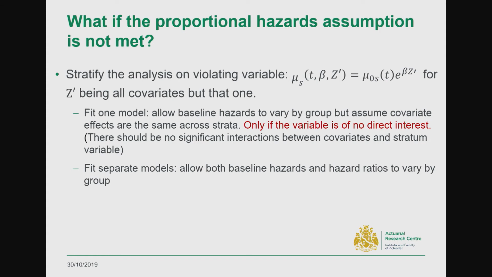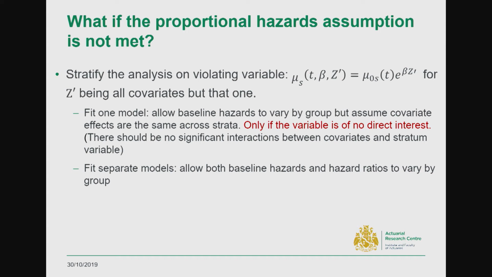So we have concluded that the assumption of proportional hazards is not met. So what do we do? We can stratify our analysis, not for all covariates, but only for the covariate that varies with time. So we can fit a model which does it for us.